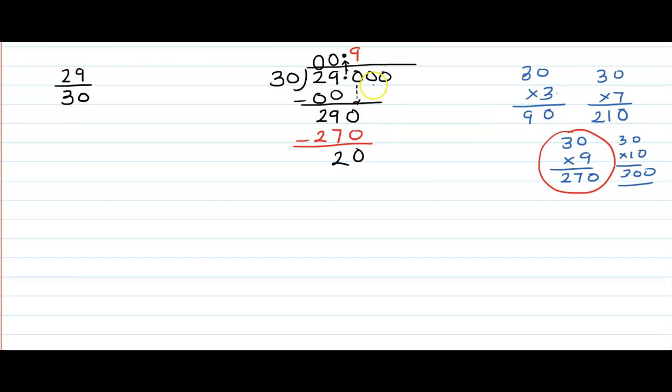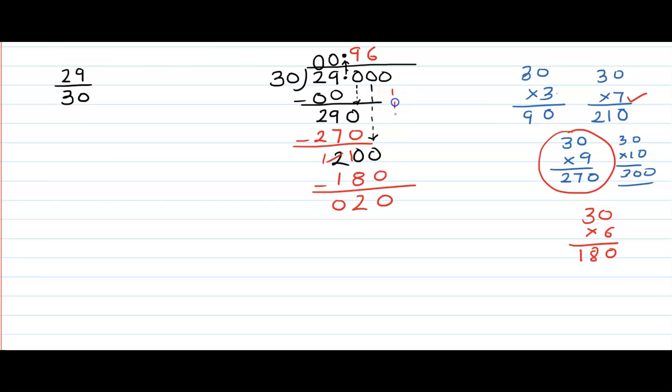This 0 was here, so now the next 0 is coming. 200. So how many 30 goes in 200 now? We have already done here. 30 times 3 is 90, and 7 times it is 210, it is more. So let's go for 30 times 6. 30 times 6 is 180. So we are going for 6. 180. Take away, 0, 10 take away it is 2. So we got 20 here.